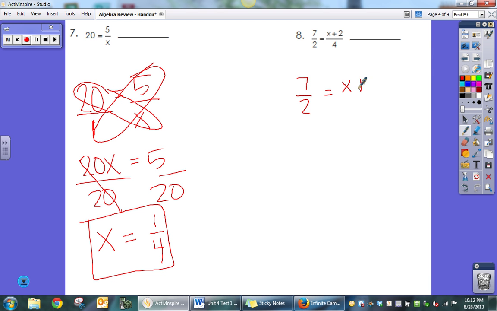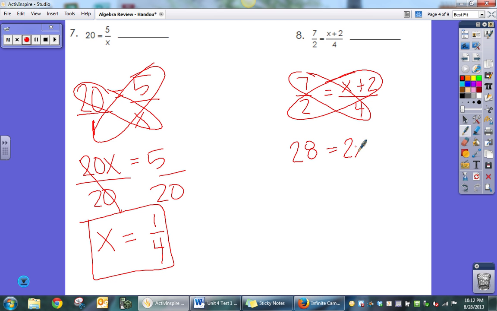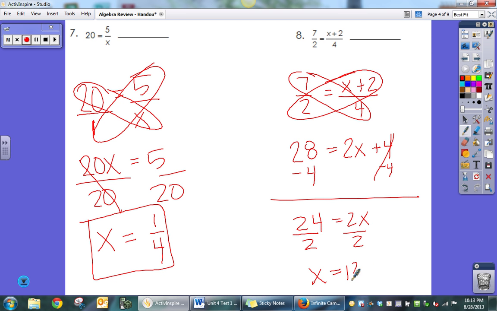This one is already a proportion created for you, so you can go ahead and cross multiply. 7 times 4 is 28. 2, remember you're distributing this 2, so 2 times x is 2x. 2 times 2 is 4. Subtract 4 from both sides. 24 equals 2x, and then divide both sides by 2. X equals 12.